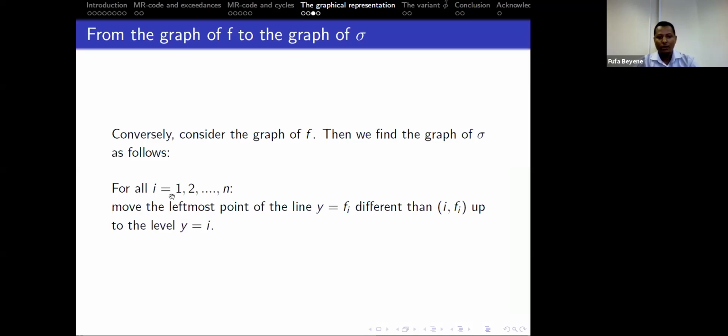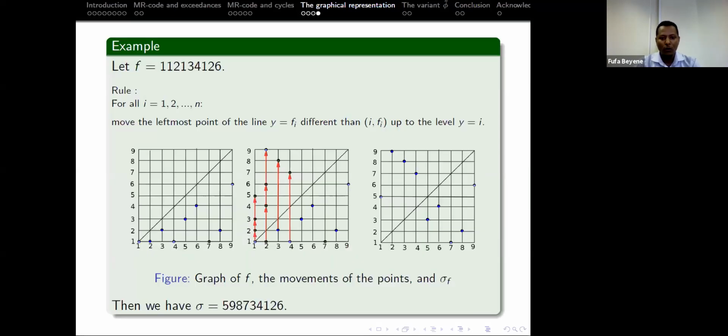For all i, now in increasing order from 1 to n, move the leftmost point of the line y equal to f(i), different than (i, f(i)), up to the level y equal to i. And we have the following example for this. Take this graph of f, and we now start from i equal to 1 and proceed to the largest value, 9. So for i equal to 1, nothing happens, our point remains there.